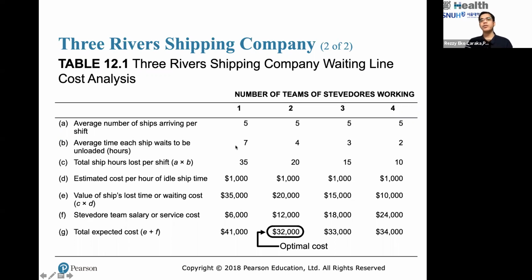Here we can do various workloads, for example 1, 2, 3, 4 teams. After we analyze, the optimal cost is with 2 servers. Two servers can handle 5 ships, with 4 hours of waiting, and the total ship hours cost is $20, along with other information. So we can find which server configuration gives the optimal cost. So this is the idea of queuing theory.